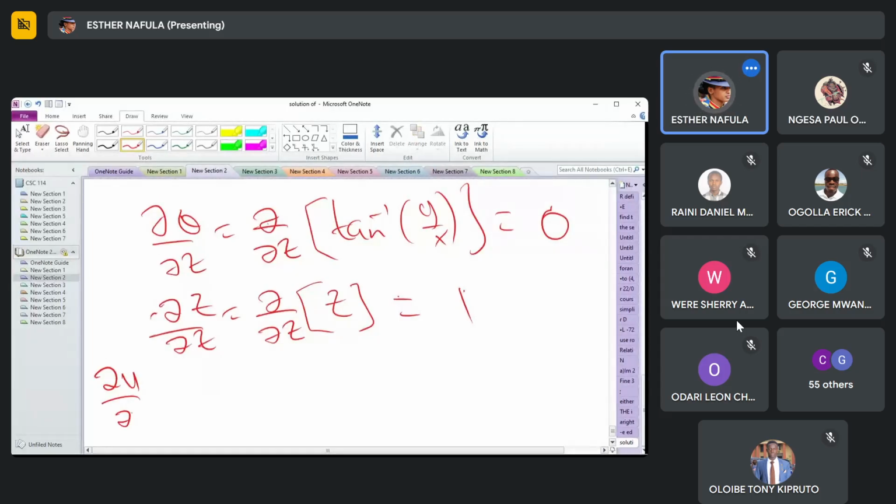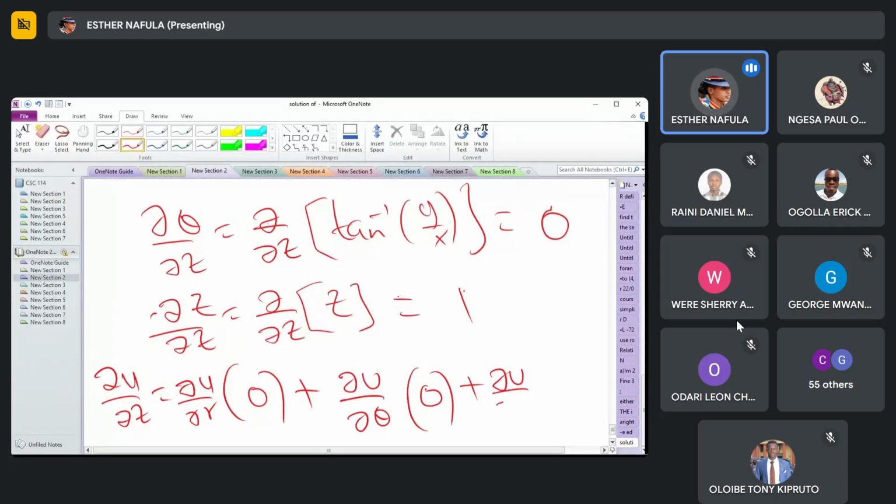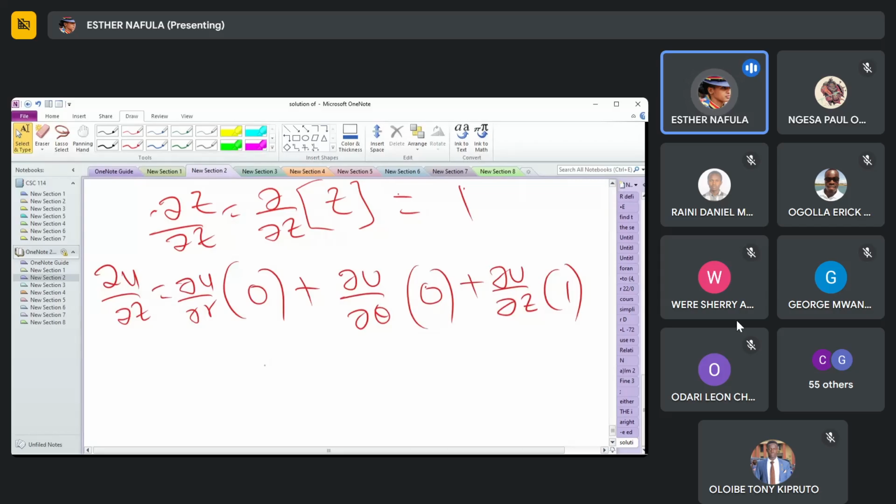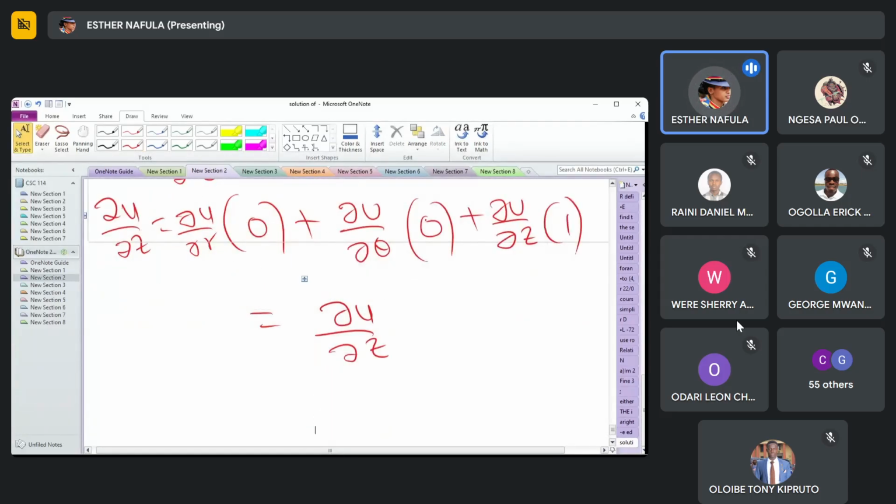Partial u partial z is partial u partial r times partial r partial z, which is 0, plus partial u partial theta times partial theta partial z, which is 0 again, plus partial u partial z times partial z partial z, which is 1. 0 plus 0 plus partial u partial z. So it's equal to itself, partial u partial z. Now we have partial u partial x, partial u partial y, as well as partial u partial z. We need partial squared u partial x squared plus partial squared u partial y squared plus partial squared u partial z squared equals 0.